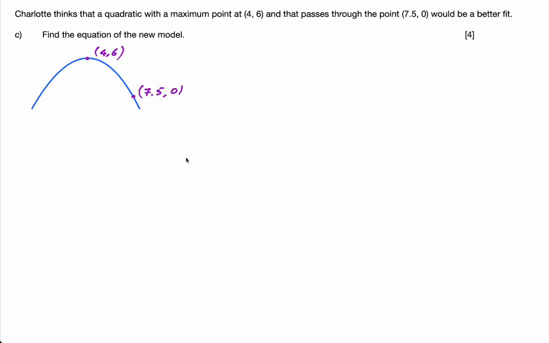Now usually we would like 3 points to find the quadratic, because it's going to be y equals ax squared plus bx plus c. So we'd like 3 points to make 3 equations, and we can solve the 3 equations to find a, b, and c. However, we only have 2 points. So let's sub in the first 2 points at least.